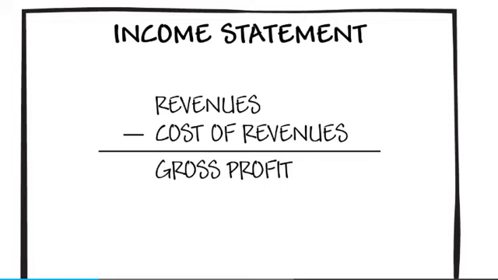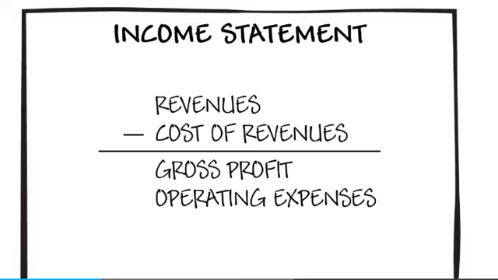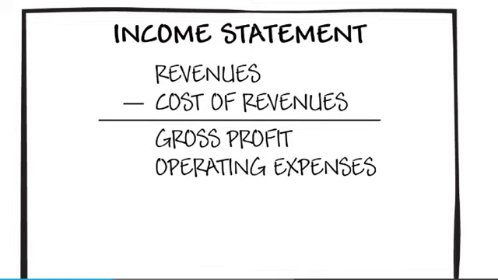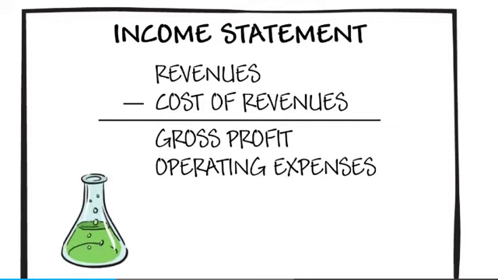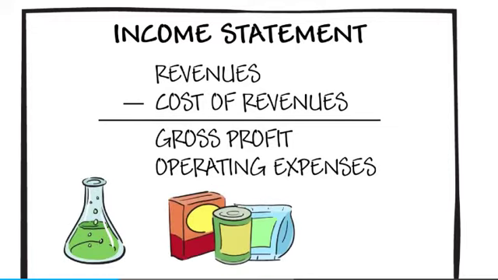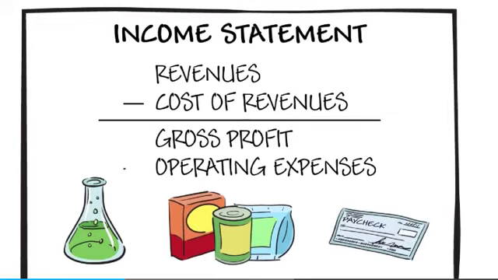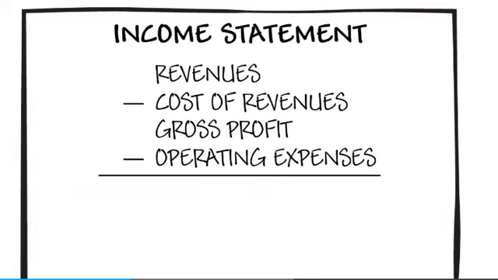The next type of expenses is operating expenses. Operating expenses include all the expenses that the company incurs to run their business other than the cost of revenues. Operating expenses include research and development, selling expenses, and administrative expenses such as salaries. When we subtract operating expenses from gross profit, we arrive at operating income.